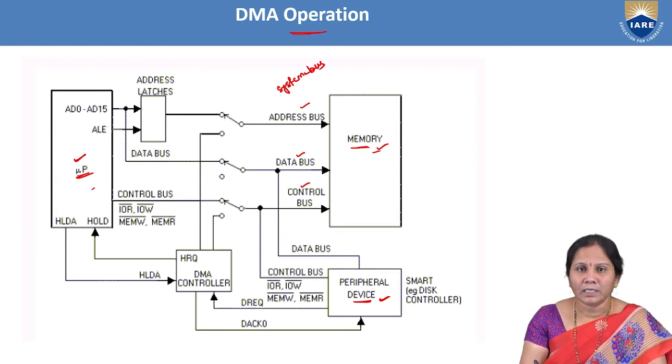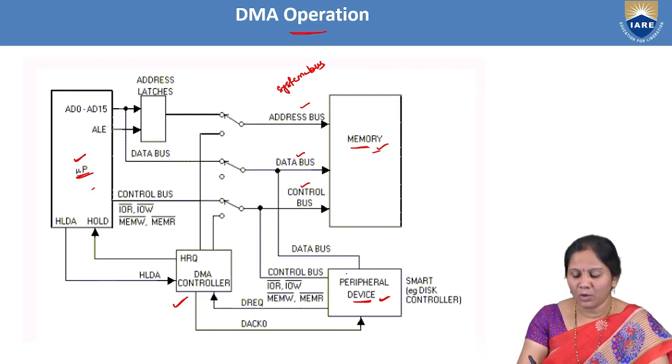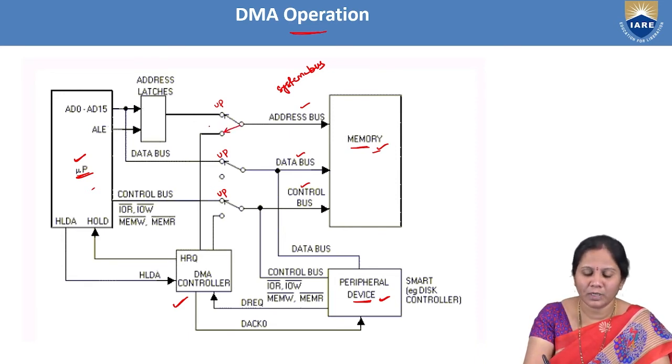Now, in the second case, when the DMA controller is involved, how will the data transfer happen? Previously we considered the switches in the up position, but when the DMA controller is involved, all the switches change position to down. So let us consider that this is a down switch.